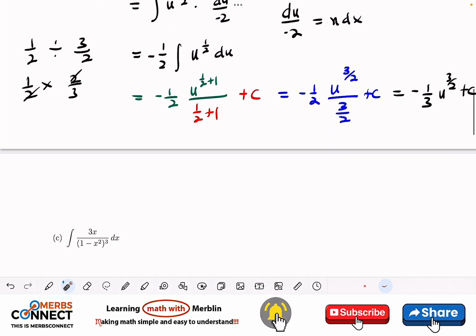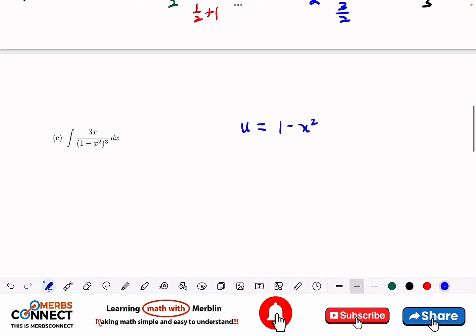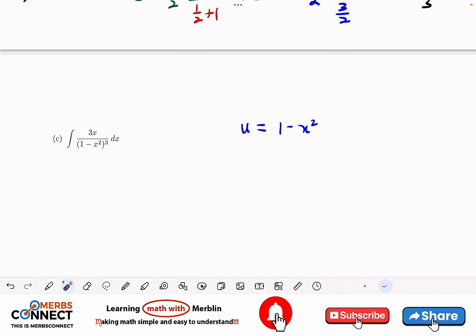Now let's look at this one too. So you see that the one with the highest degree is basically x squared here. But this one is to the power 3, everything to the power 3. So what will be u? Guess what? If it was u, what will be u? What did you say? 1 minus x squared. Yes, 1 minus x squared, you are right. So 1 minus x squared will be our u because the degree here is more than this.